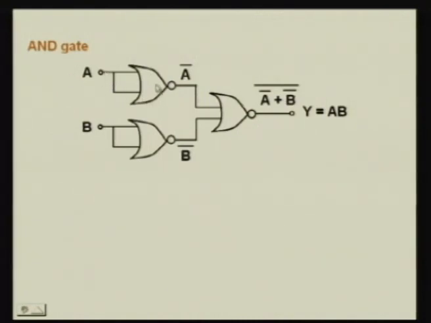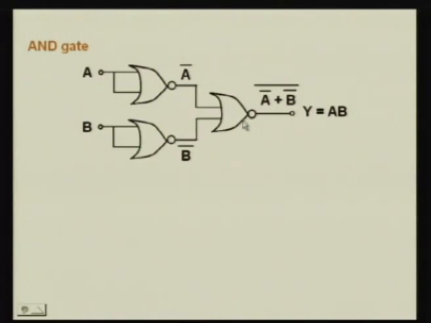So we use these two NOR gates as inverters. We get A bar and B bar at the outputs, and we apply A bar and B bar as the inputs of the third NOR gate, and we will get Y is equal to AB. Here we can also simplify it using De Morgan's theorem, and we get A multiplied by B, or the AND operation on A and B. So this is simply an AND gate.